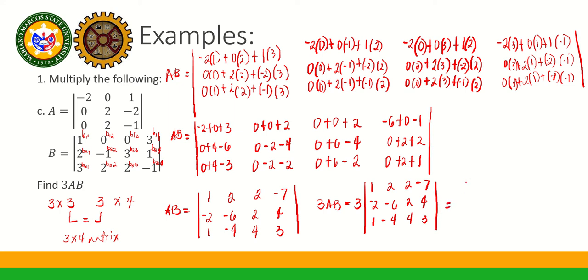So, this will be equal to 3 times 1 is 3. 3 times negative 2 is negative 6. 3 times 1 is 3. 3 times 2 is 6. 3 times negative 6 is negative 18. 3 times negative 4, negative 12. 3 times 2 is 6. 3 times 2 is 6. 3 times 4 is 12. 3 times negative 7 is negative 21. 3 times 4 is 12. And 3 times 3 is 9.